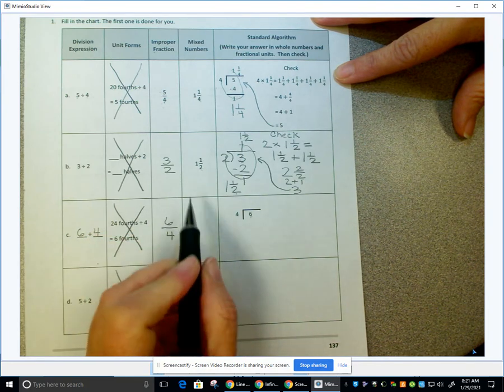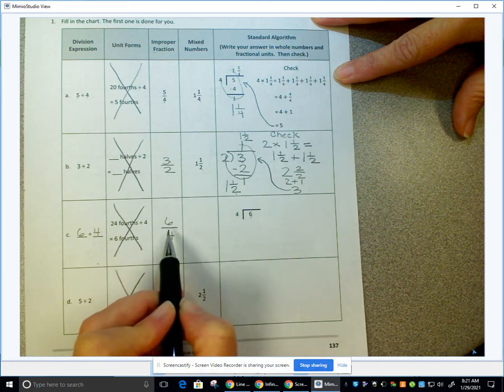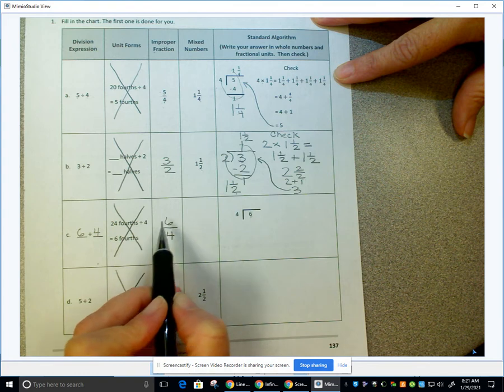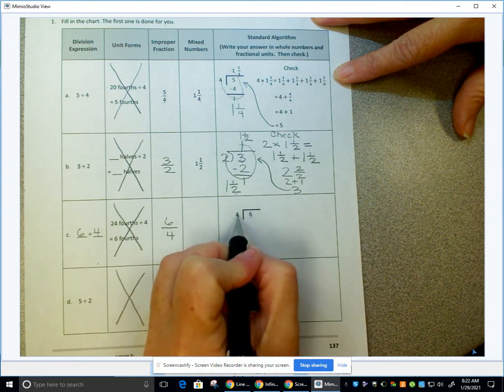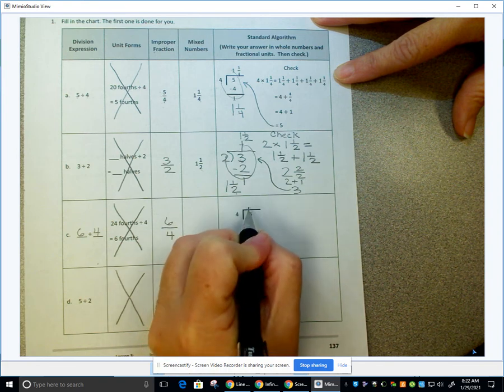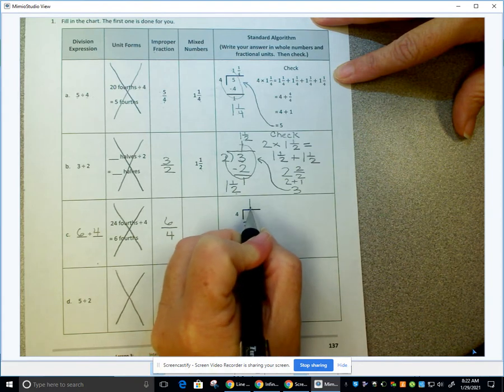And now they're saying, what's the mixed number? To determine this, how do we find the mixed number? What have we always done to the improper fraction? That's right, we divided it. So let's do that now. 4 will go into 6. 1 times 4 is 4. Subtract 2, stop and rock.